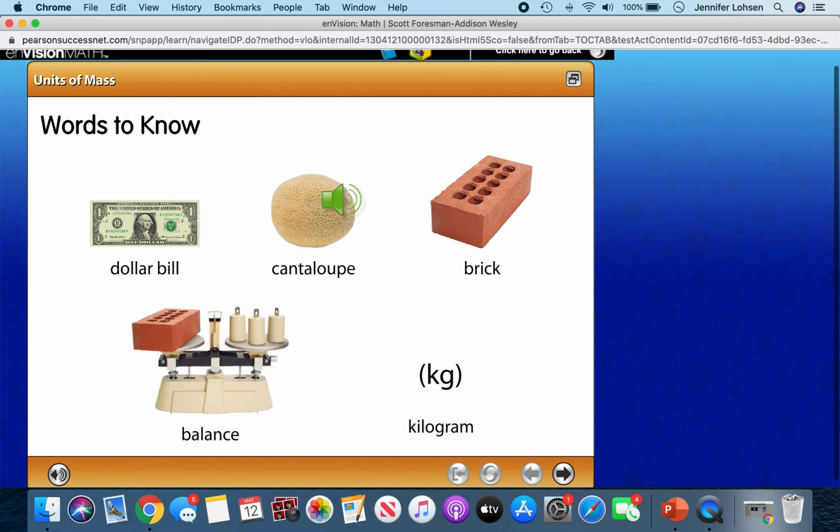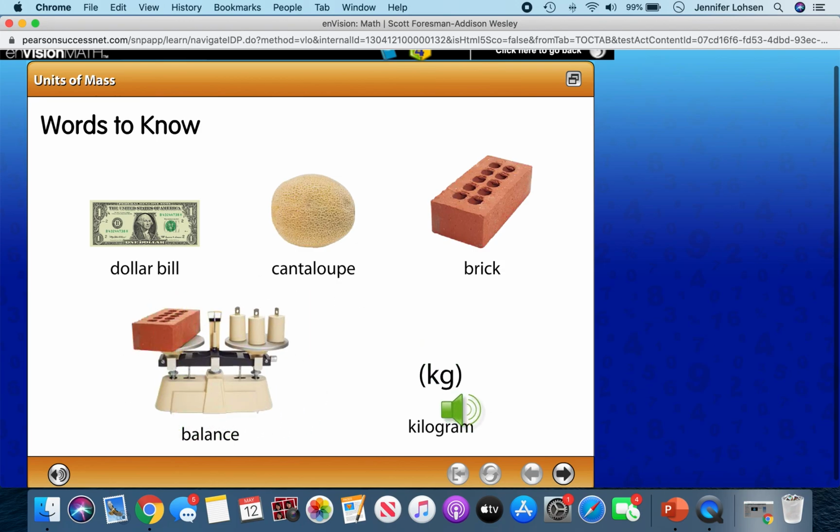Also, if you happen to have a cantaloupe handy, if we were in school, I would have brought in a cantaloupe for today for us to pass around for all of you guys to feel what the mass is there. Okay, so we're going to be looking at a dollar bill, a cantaloupe, a brick. This thing is that pan balance. We also used this for weight.